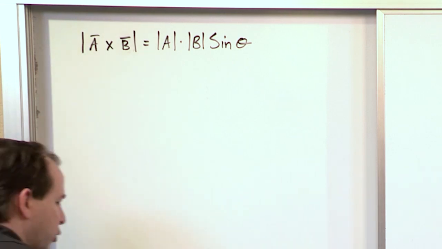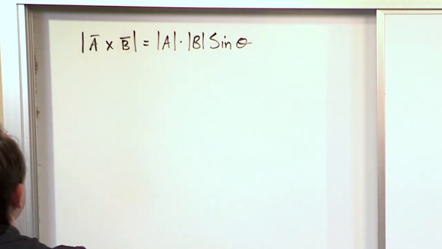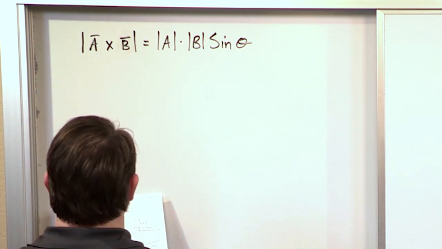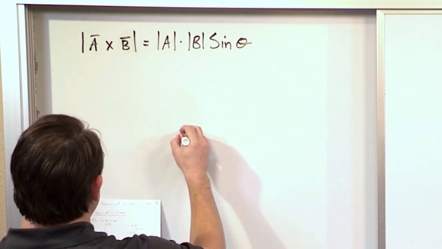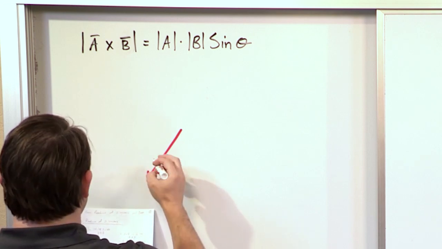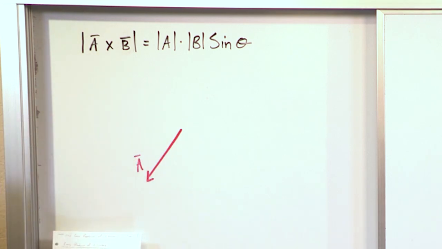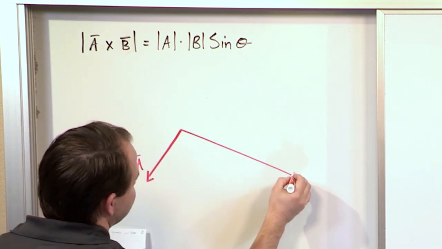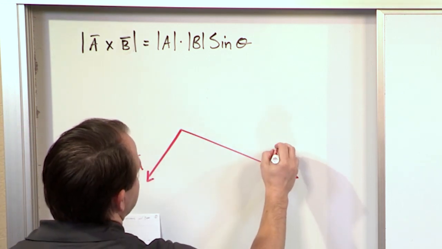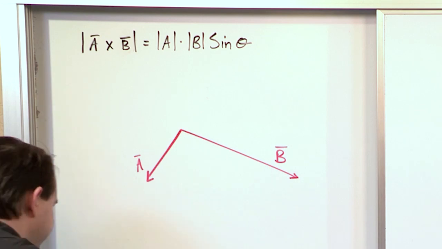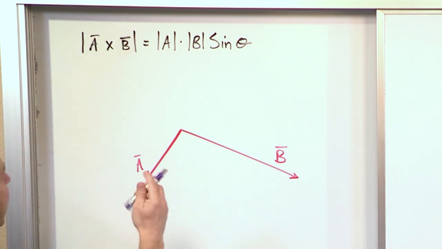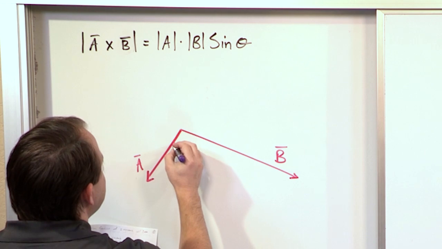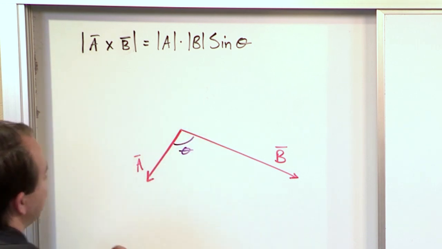Now, let me draw you a quick picture because a picture is definitely worth 1,000 words in this case. Let's say that I have a vector. I'm going to call this vector A, pointed this way. And these are 3-dimensional vectors, so I'm doing my best to draw it on the board. It's not going to be perfect. Here's vector B. Now, these vectors exist in 3-dimensional space, and there is an angle between them, a direct angle between them that you call theta.